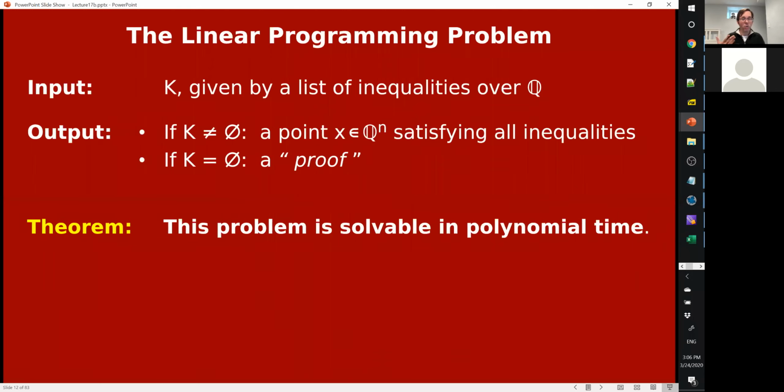What I want to tell you though is this problem, as stated, the linear programming problem, is solvable in polynomial time. And that's a wonderful fact that we're going to take for granted in this lecture, but we'll talk about it in subsequent lectures.